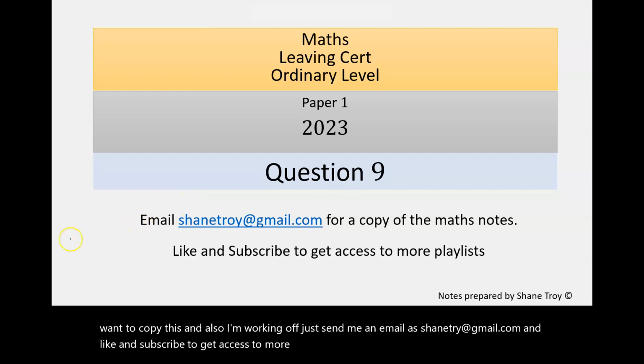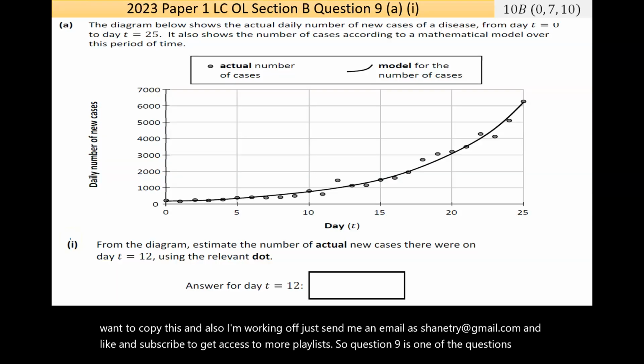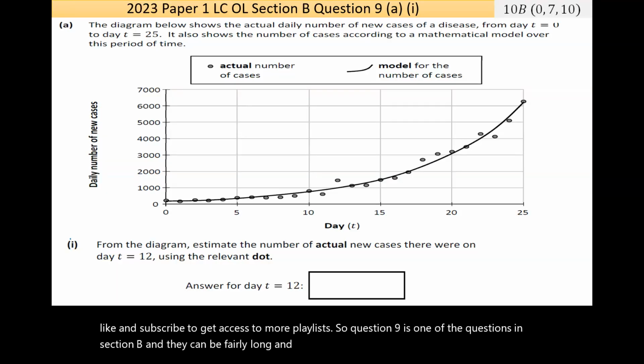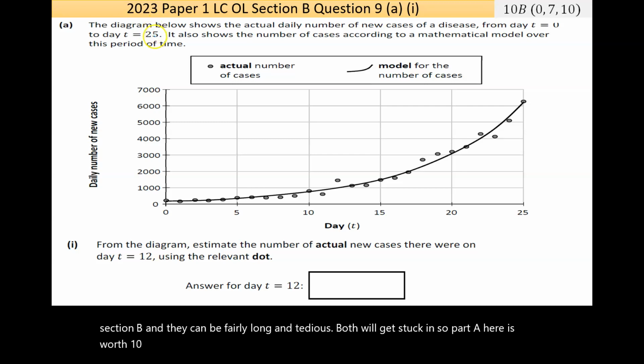So question 9 is one of the questions in section B, and they can be fairly long and tedious, but we'll get stuck in. So part A here is worth 10 marks across a B scale, so there's a big jump for any correct relevant steps. Let's try to get that.